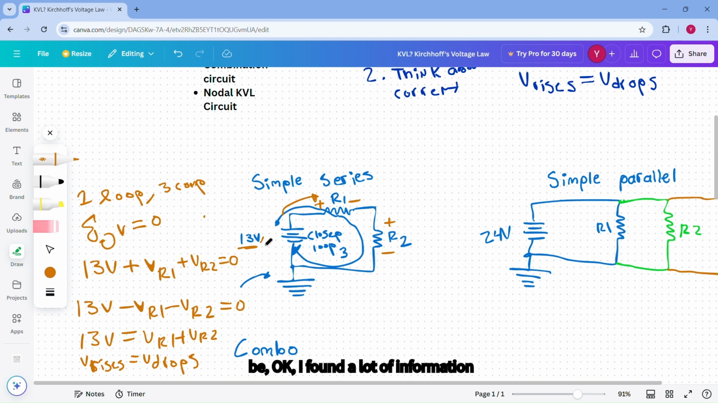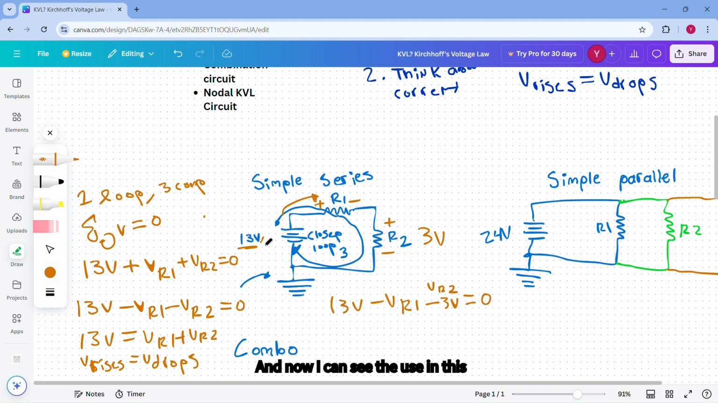But now a question could be, okay, I found a lot of information here, but I didn't find anything quite yet. And that's because in this scenario, we have two unknowns. A lot of times when we use KVL and we're trying to use it to solve for something, we really want to isolate that one variable that we don't know. In this case, it was just to show us the theory and say, okay, how can we set up these loops? So let's say VR2 was given to us as 3 volts. Now we can go back into our equation and we can use either form: 13 volts minus VR1 minus the 3 volts from VR2.